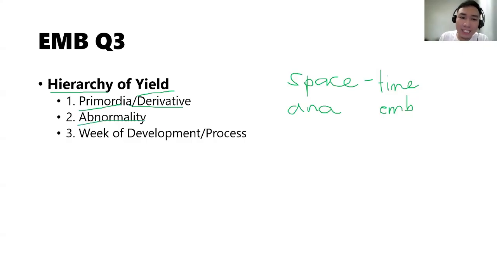And then abnormality. So what would happen kapag may abnormality sa gantong portion of the developmental process? Hindi nag-close yung ganitong opening, ano mangyayari? Nag-transpose yung mga arteries, what will happen? And lastly, yung mga 1 to 2 questions lang is anong week of development nangyayari and anong process nangyayari sa week na yon? Okay, nagka-cardiac looping ba? Okay, so nagkakaroon ba ng tracheoesophageal septum? So these things. So we'll primarily focus dito sa primordia and derivative.